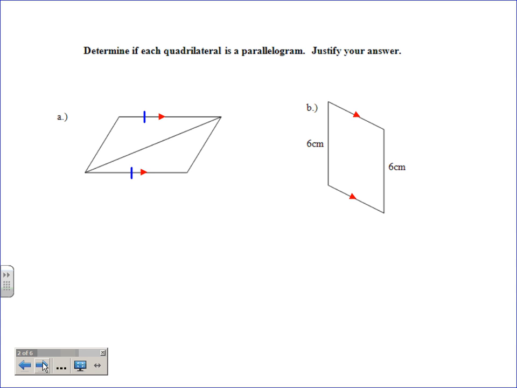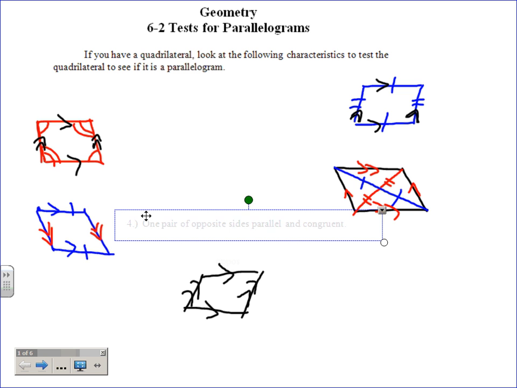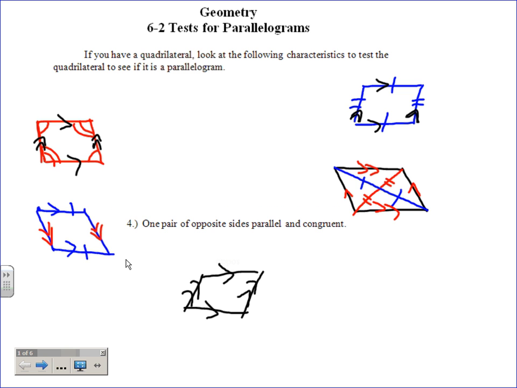So we have to justify our answer. So letter A, I think we agree that is a quadrilateral with one of the diagonals drawn. With the information given, does that have to be? Are we guaranteed, without a doubt, that it's a parallelogram? How do you know? Number 4, right? Isn't it the most common forgotten? Is it right there? Come back. Right there. One pair of opposite sides parallel and congruent.